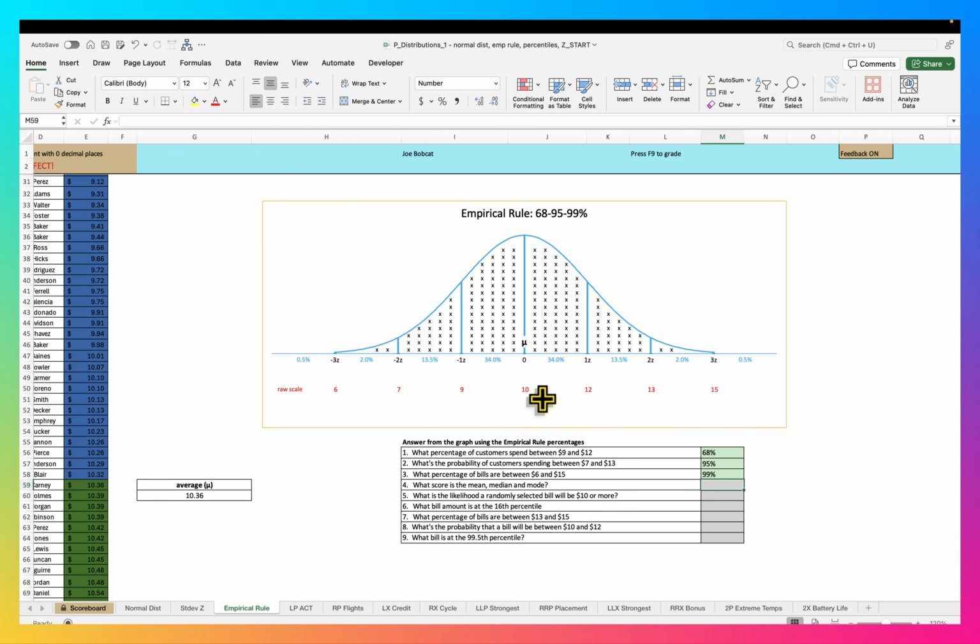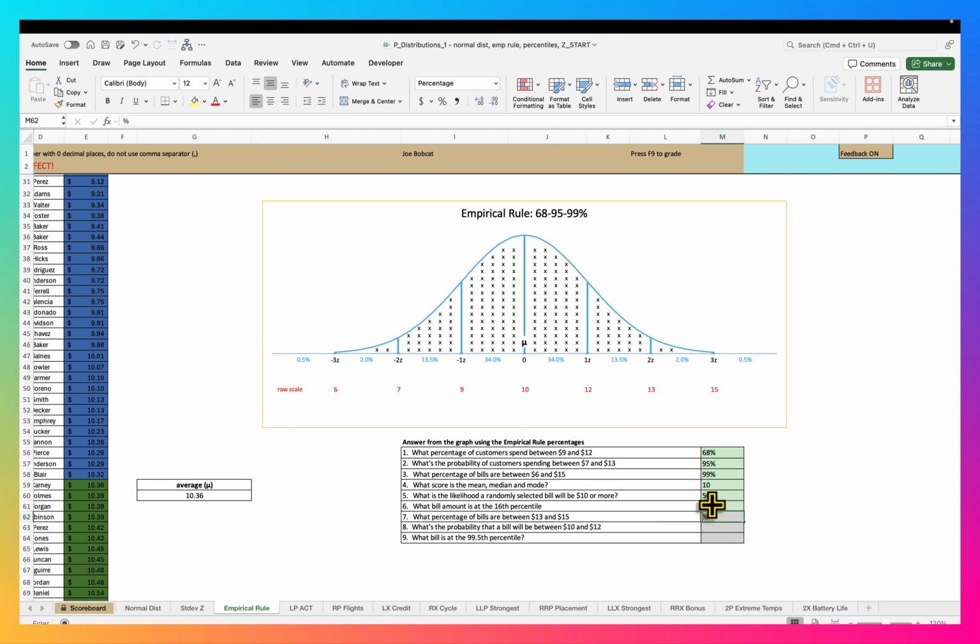What score is the mean, median, and mode? By definition, in a normal distribution, it's the one in the middle. So that's going to be a 10. What's the likelihood a randomly selected bill will be $10 or more? That's half the distribution, so 50%. What bill is at the 16th percentile? So you add this way until you get to 16. So 0.5, 2.5 plus 13.5 is 16. Ends up being 9.